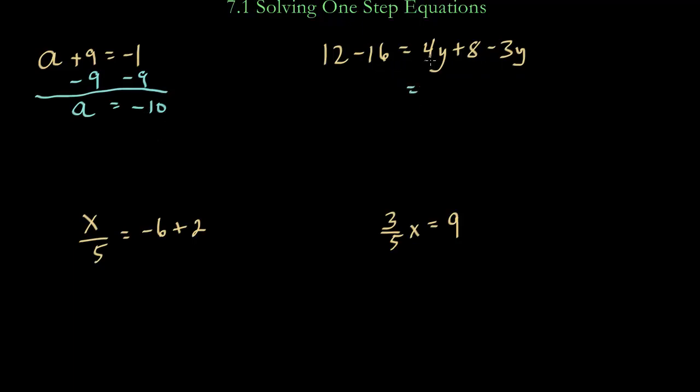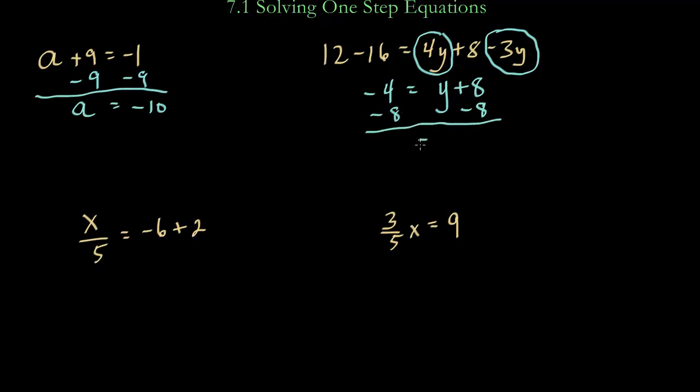Moving right along to this one. Simplifying anything I can on the left side and on the right side. So this would be negative 4. That's 12 minus 16. 4y plus 8 minus 3y. Just remember, these are like terms. They go together. So 4y minus 3y is going to be y plus 8. 1y plus 8. So to get y by itself, I subtract 8. Draw a line there. Y equals negative 12.